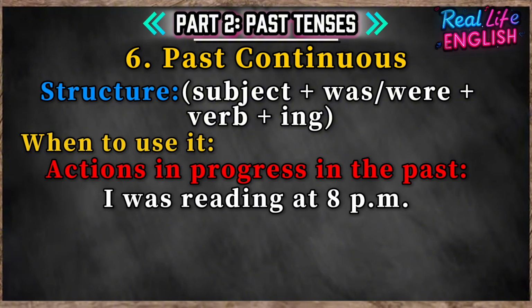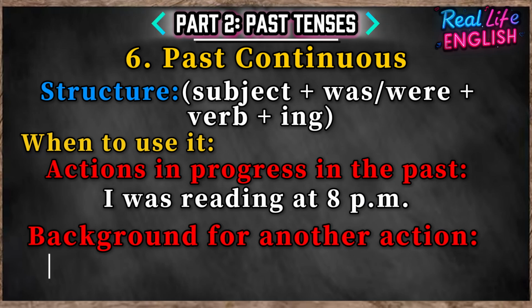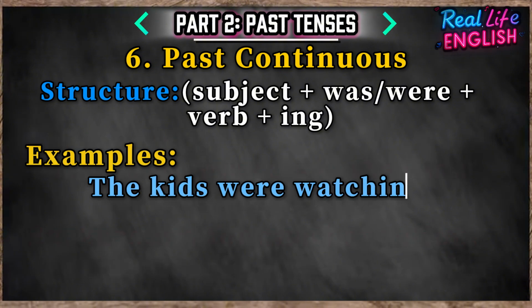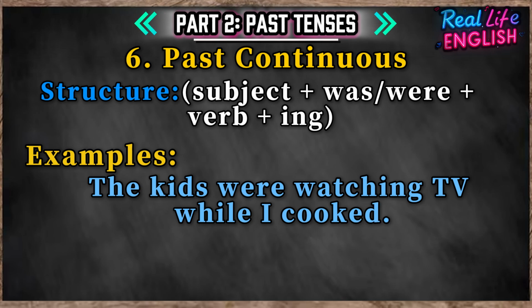Actions in progress in the past. I was reading at 8 p.m. Background for another action. He was sleeping when I called. Examples. The kids were watching TV while I cooked.